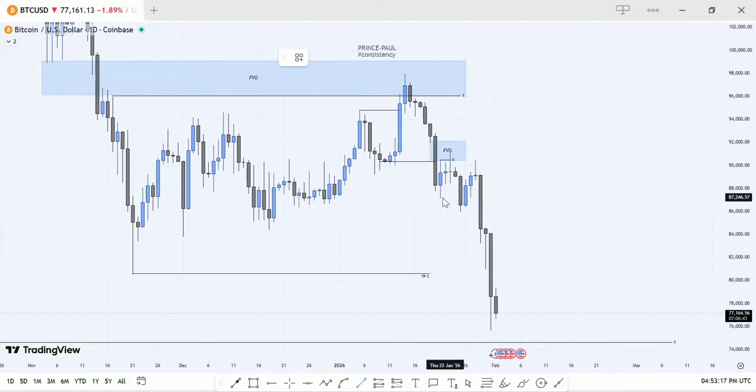Then we had here as our CRT low, which is going to be the TP1. So that's where we want to take our first profit at, right? So that's going to be the TP1. So I'll just mark it out. So that's the CRT low.